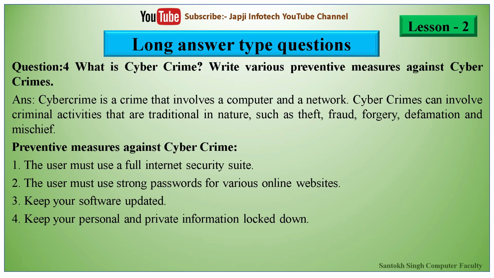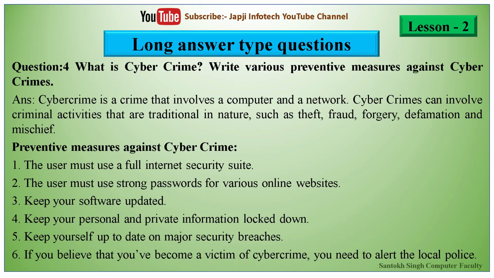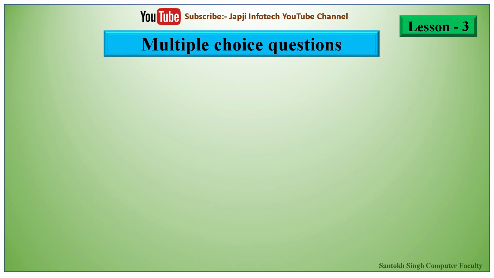Fourth one is keep your personal and private information locked down. Fifth one is keep yourself up to date on major security breaches. Sixth one is, if you believe that you have become a victim of cybercrime, you need to alert the local police. So we will now learn about multiple choice questions in lesson number 3.